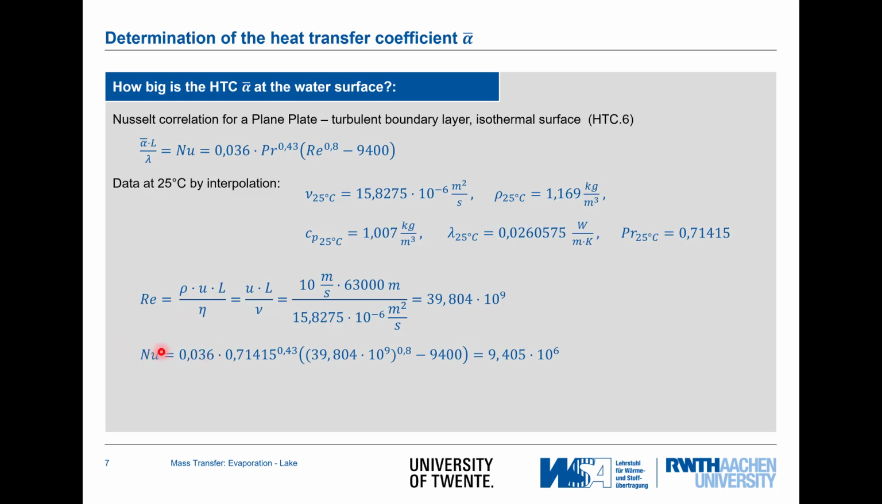And the Nusselt number then is also very high. However, to calculate alpha, we have to divide this by length. So alpha is Nusselt times lambda over length, and the length is 63 kilometers. So we get roughly 4 watts per meter squared in Kelvin.